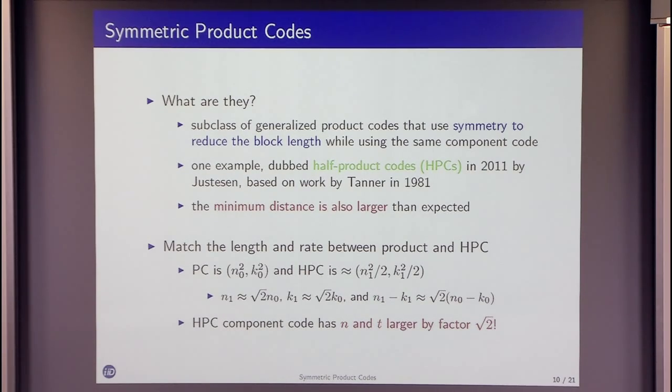So the half product code, to be fair, can actually correct square root 2 more errors. If you have a product code with 3 error correcting codes, you get a half product code in a fair comparison that corrects 4 or more errors. This changes a lot of the properties. In fact, because you're getting a better code, the minimum distance might even be in your favor as well.